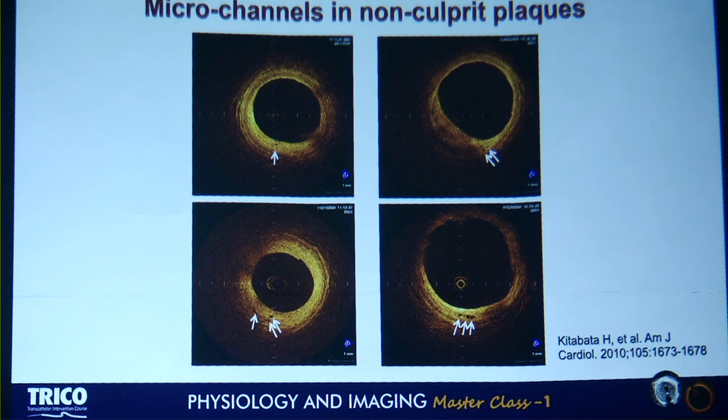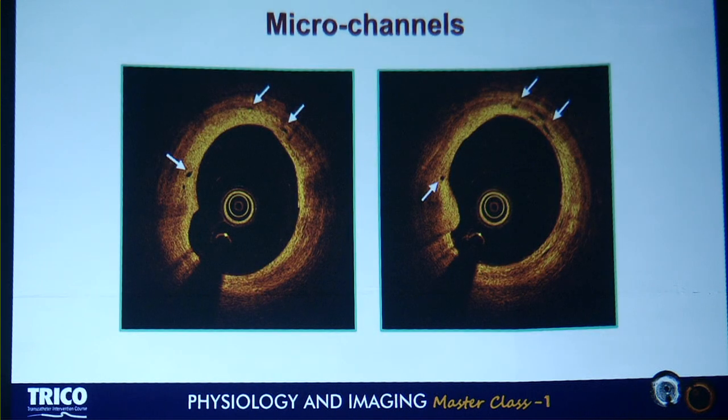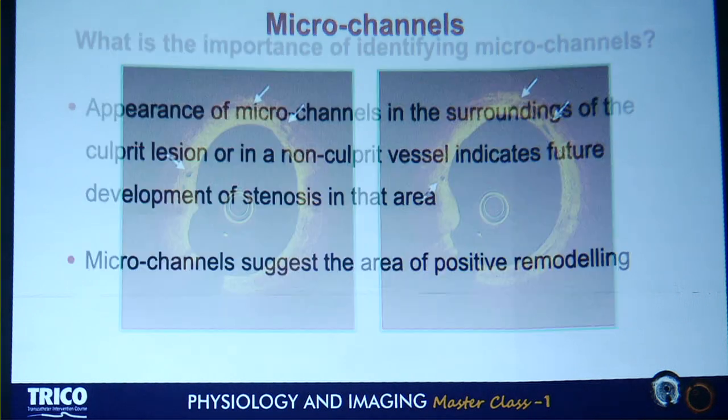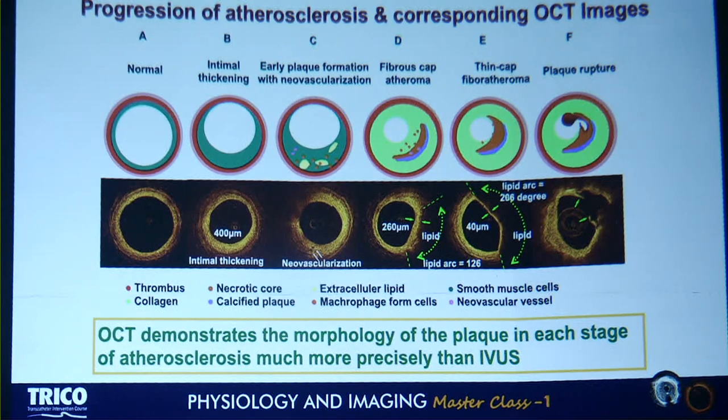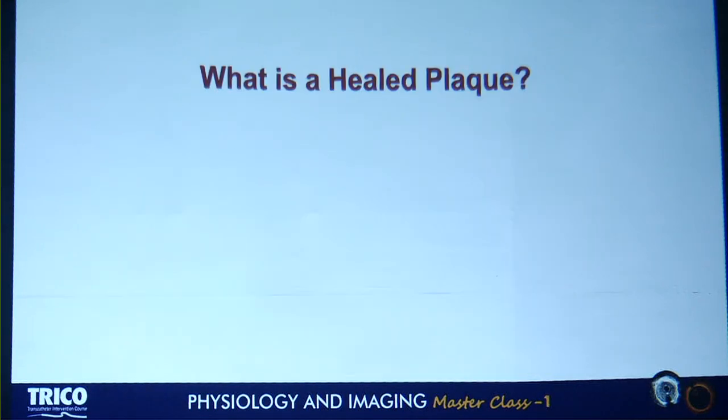The microchannels in non-culprit arteries cannot be ignored, because these are normally the positively remodeled areas or the areas which are gradually, increasingly positively remodeled, and these are the areas which can become unstable at a later date, and you have to keep that at the back of your mind. Appearance of microchannels in the surrounding of the culprit in a non-culprit vessel indicates further development of stenosis. These are the future development of stenosis areas, and they are the areas of positive remodeling. I think this part has already been discussed by the previous speaker.